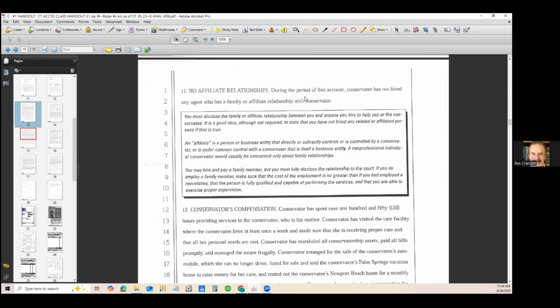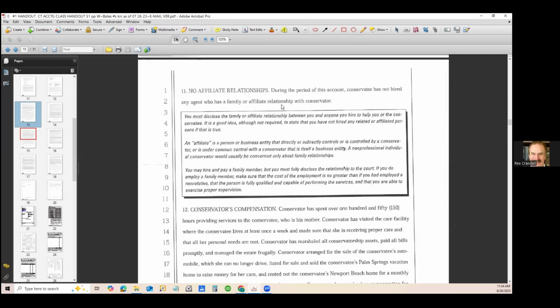But as long as you're paying them the rate of, or less than, somebody else you would be paying, you're okay. But you must state, yes, I did pay my son to do landscaping for 1 month during the time that the landscaper was on vacation or unavailable or something like that. Please make sure you state all that information in there.